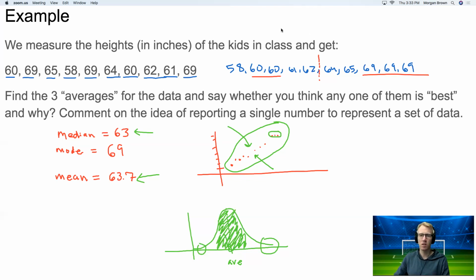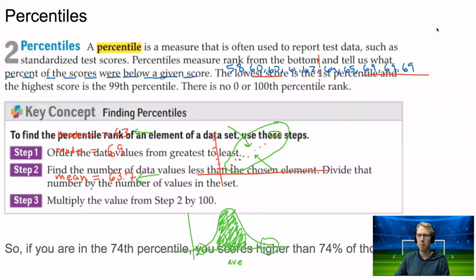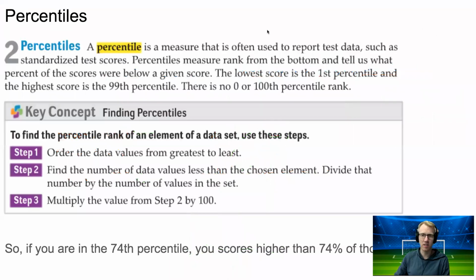And now we'll go on to the last slide, which is percentiles. And this one is just introducing this idea. Percentiles are actually pretty simple. Just like with finding the middle number, you have to put them all in order. So let's just read this together. Percentile is a measure that is often used to report test data such as standardized test scores. Percentiles measure rank from the bottom and tell us what percentage of the scores were below a given score. The lowest score is the first percentile, and the highest score is the 99th percentile. There is no 0 or 100th.